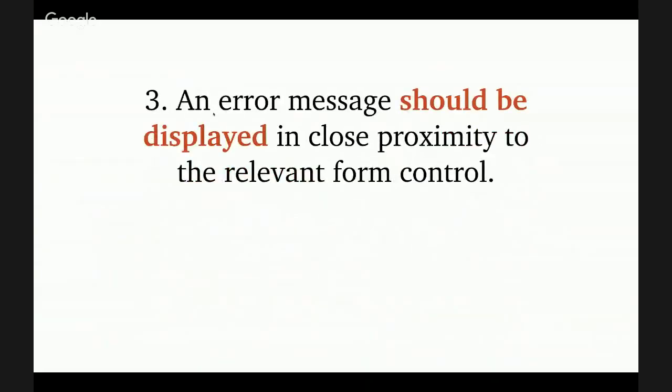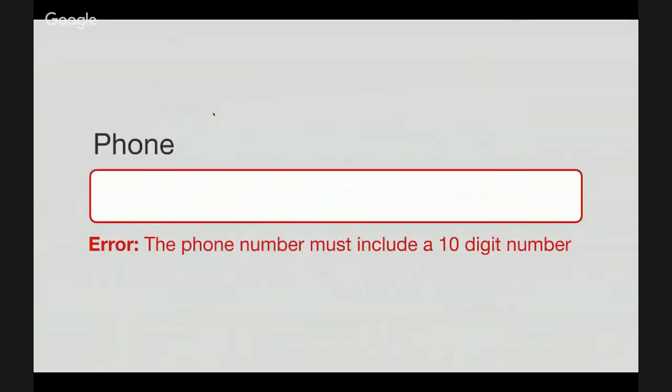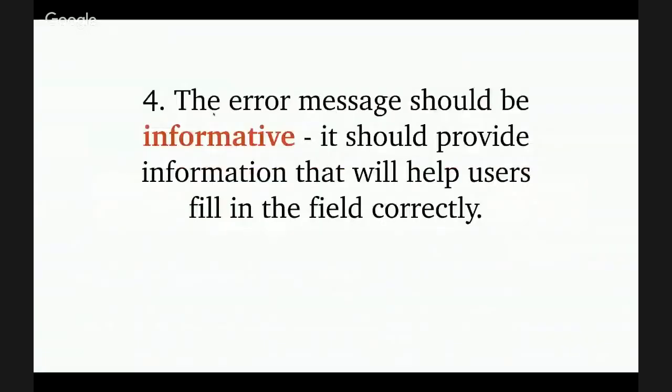And the error message should be displayed in close proximity to the relevant form control. So we should have something like this. We have our label, phone, and input, and the message straight underneath would say, error: the phone number must include a 10-digit number. All that's done in very close proximity, so we know it's related to that field. The field is red, but the error message would work even if the user couldn't see that red color.